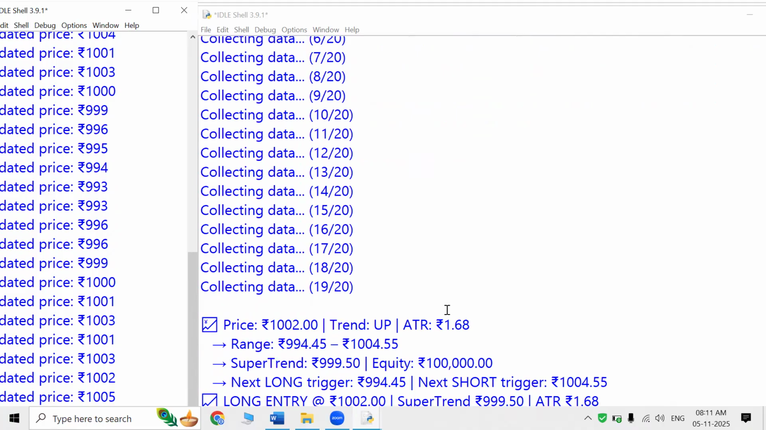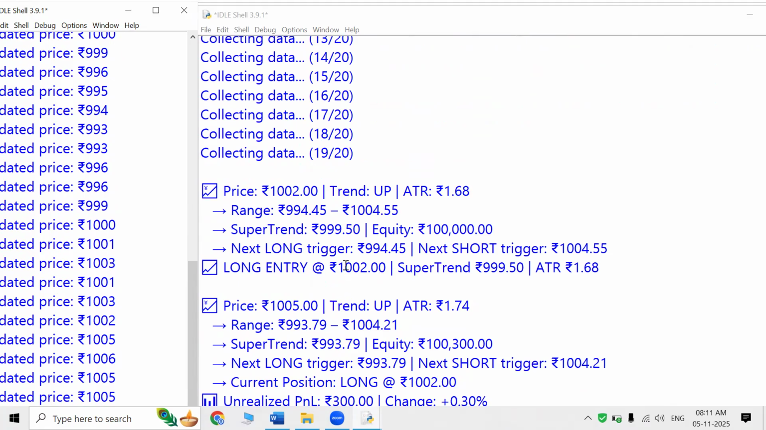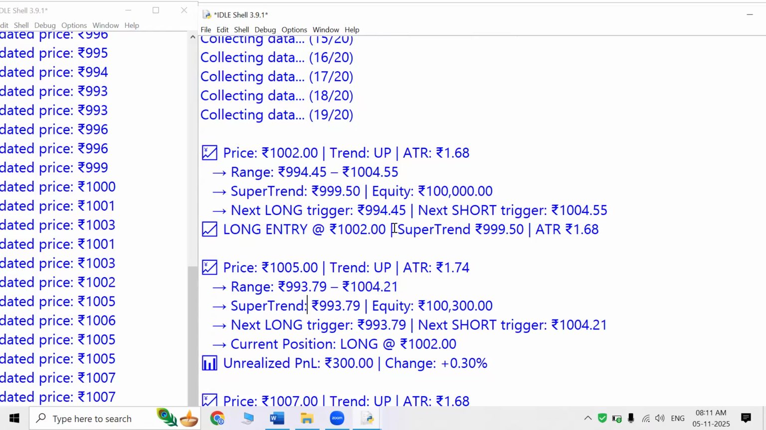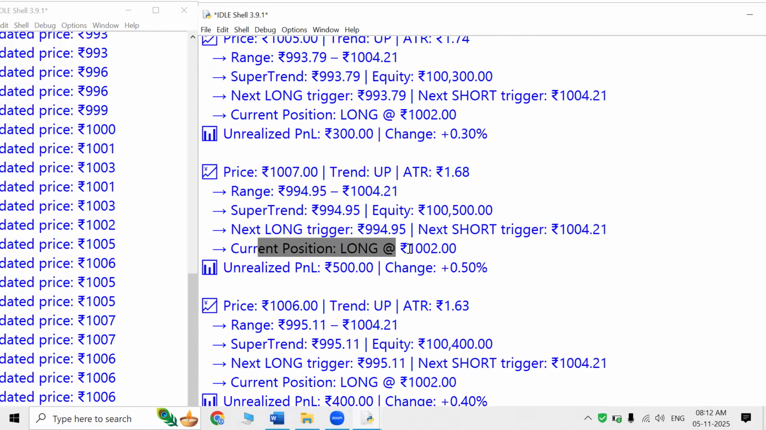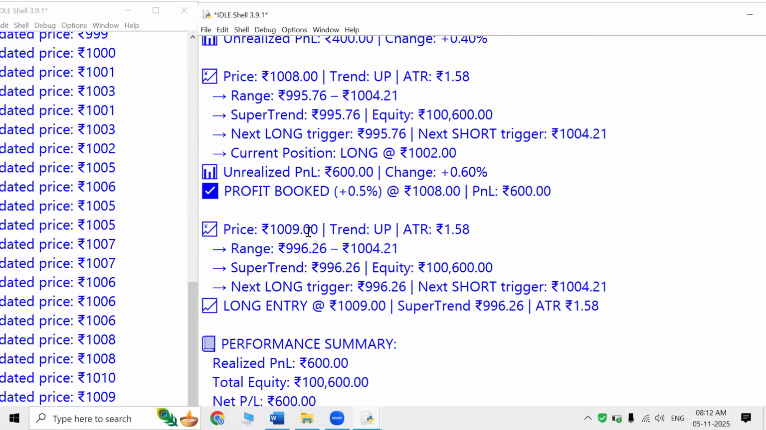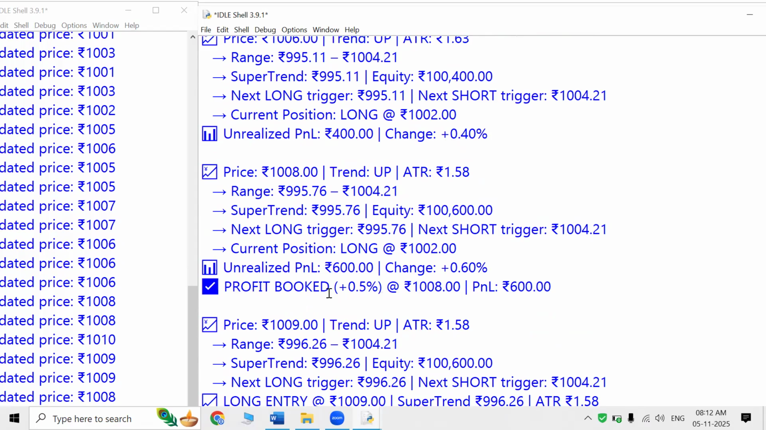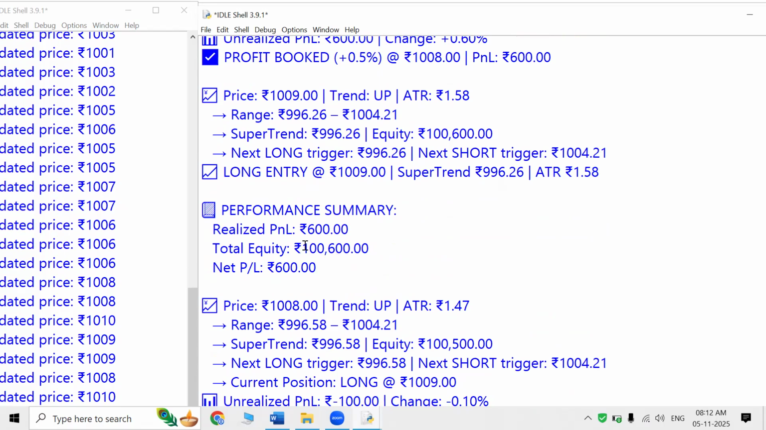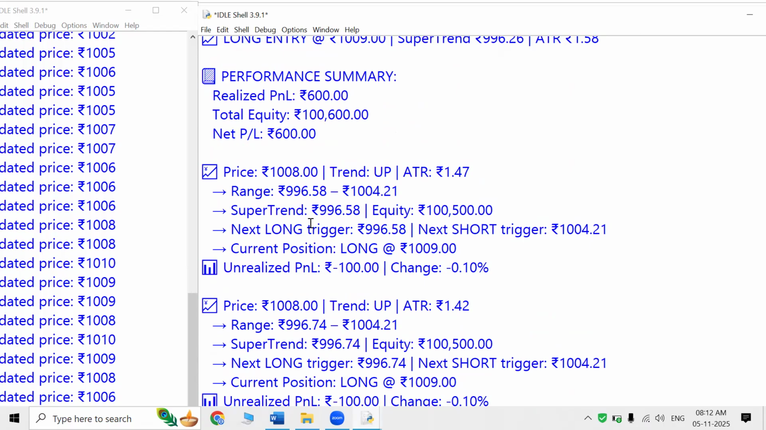Okay, the initial super trend has been set, the range has come over here. It has taken the long entry at 102 because the price was 102. Long entry at this. ATR has been calculated. Okay, the current position at 102, we have a long position. Unrealized profit it is showing. Okay, we book the profit also. See, it's so fast, it books the profit. Okay, so after 100 seconds we get the realized PNL. Okay, we now have the range as this value.